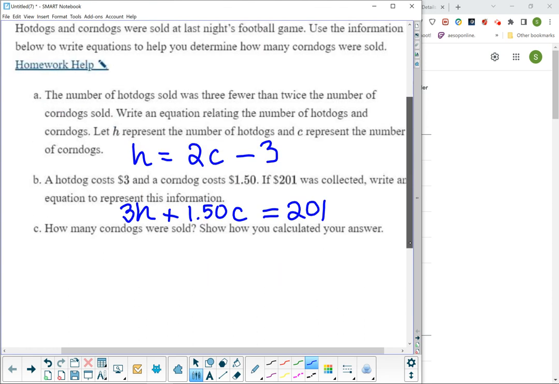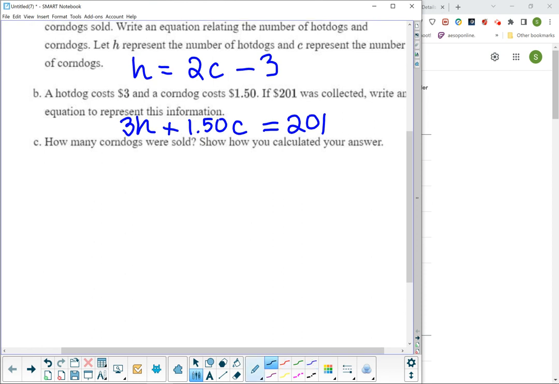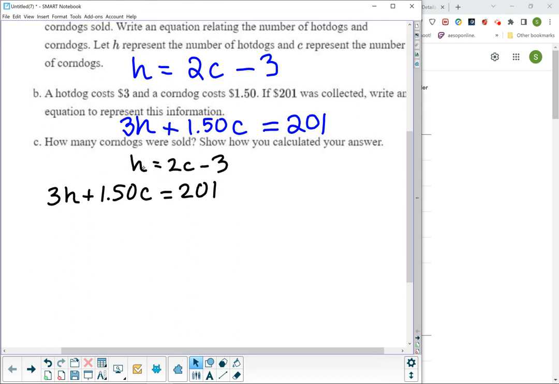How many corn dogs and hot dogs were sold? So we have H equals 2C minus 3. And also we have 3H plus 1.50C. You don't have to put the 0, but I'm going to put it in just to remind me that's money. Equals $201. I like to line them up like this, just to show me that H is already solved.